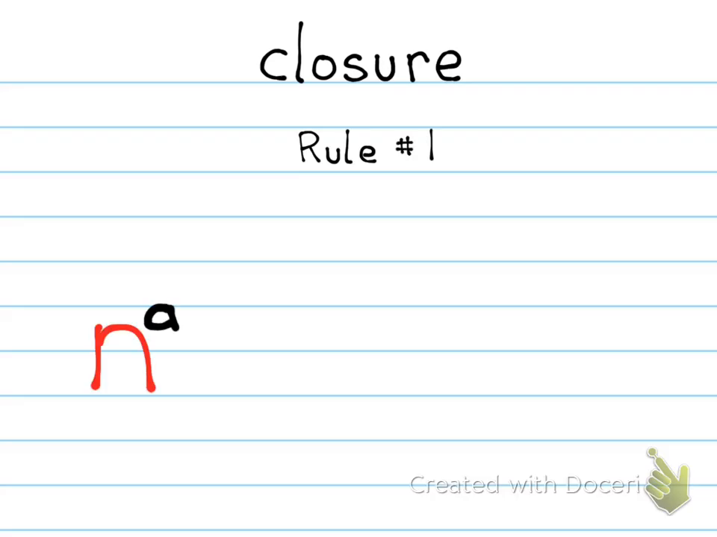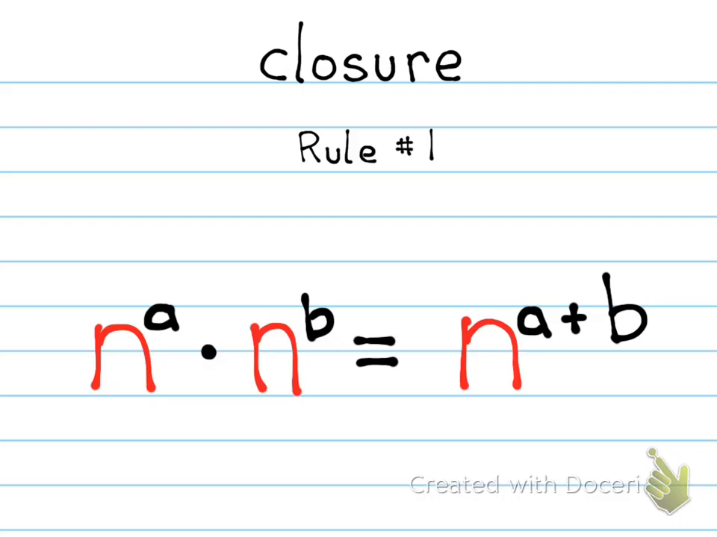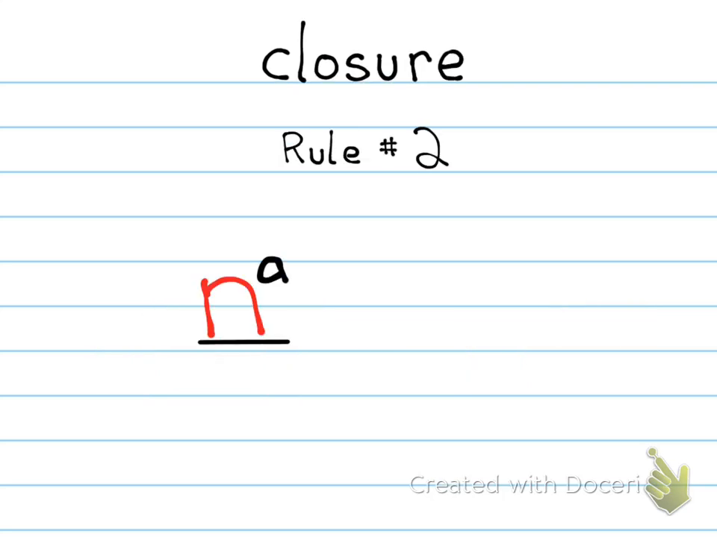In closing, our first rule says that if I am multiplying exponents with the same base, I can simply add the exponents together and keep the base. And my second rule, if I am dividing, I'm going to take the exponent from the numerator and subtract the exponent from the denominator.